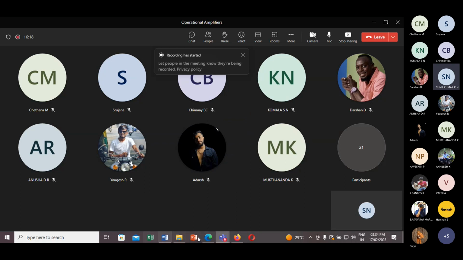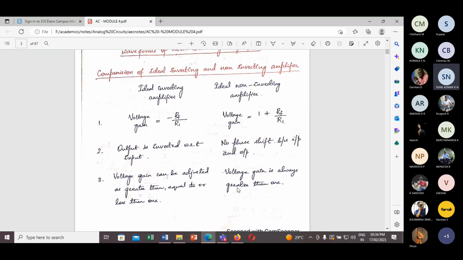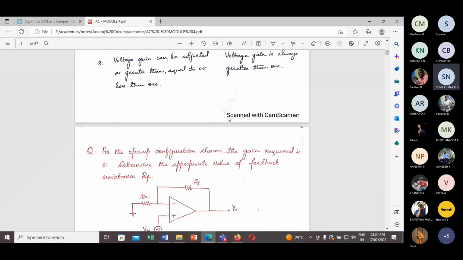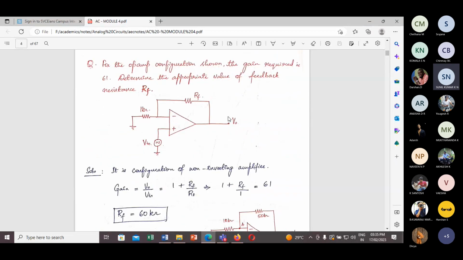Okay, so we were discussing the comparison between the ideal inverting and non-inverting cases, and here you are able to control the gain. For the given circuit, you can see what configuration is given. So in the given circuit, you try to solve one numerical.